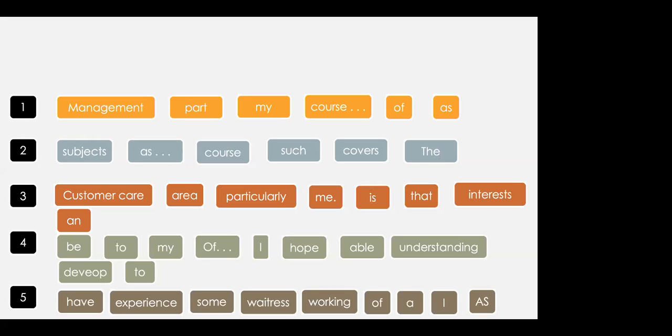Number 3. Me, Areli. Okay. Customer care is an area that particularly interests me. Can you repeat, Arely? I had some audio issues. Customer care is an area that particularly interests me. Excellent. Customer care is an area that particularly interests me. Excellent, Arely. Very good.